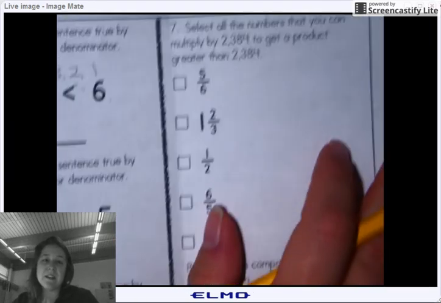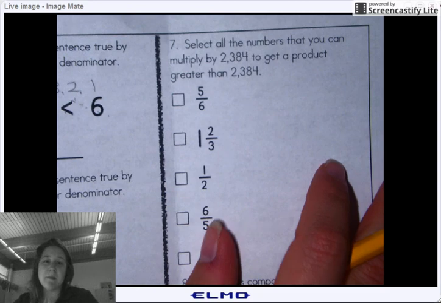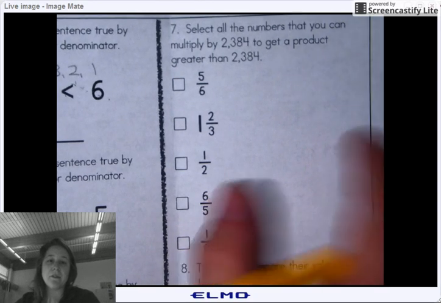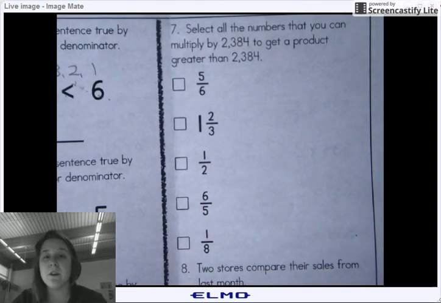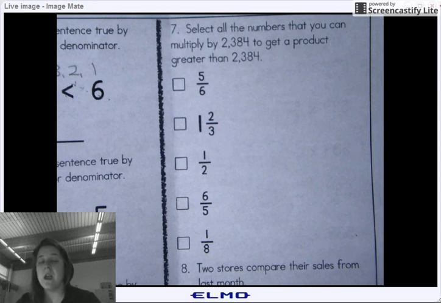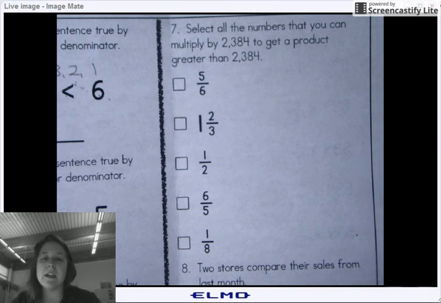Question number 7. Select the numbers that you can get by multiplying 2,384 to get a product that's greater than 2,884. Sorry. So I want to get a product that's bigger than this. So remember my rule. If I take a fraction that's just a fraction, it's not an improper fraction, it's not a mixed number, what am I going to get? I'm going to get less than.